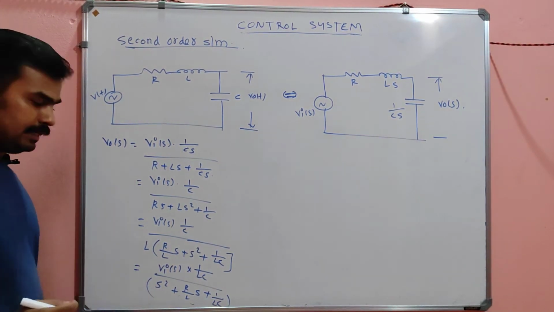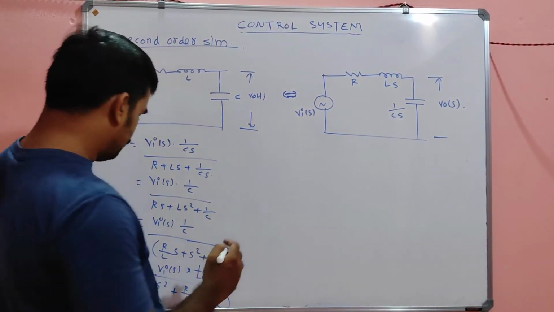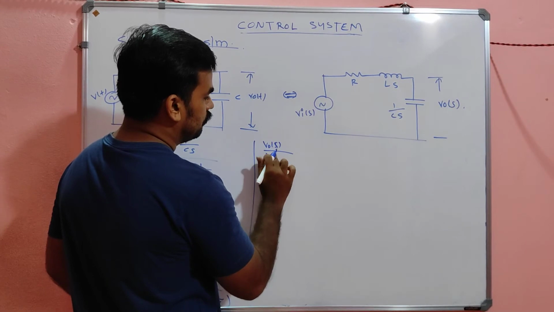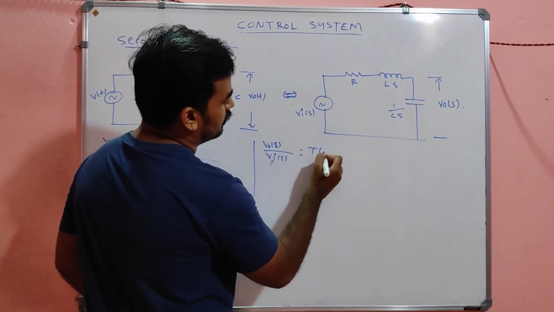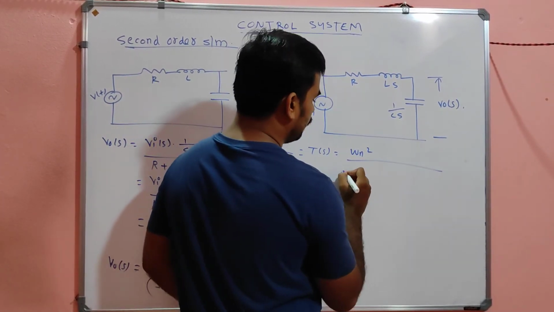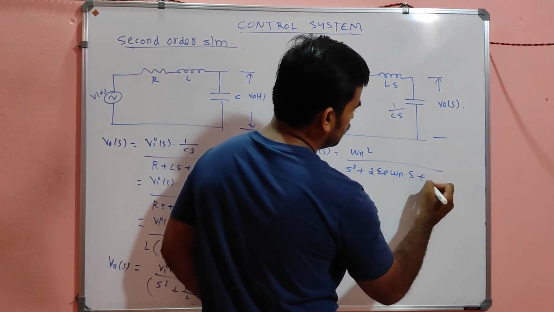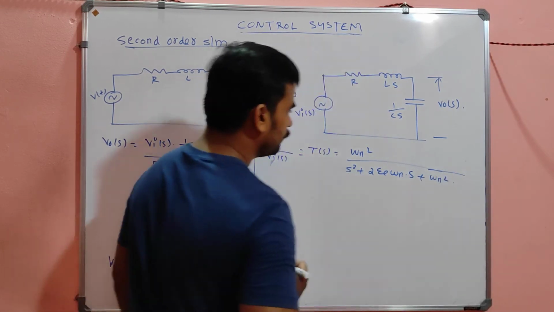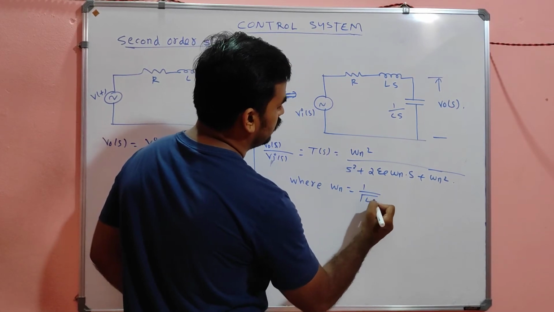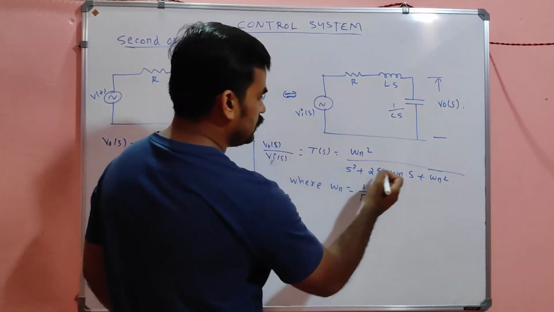Generally this equation can be written like V0 of S divided by VA of S. It's nothing but the transfer function, which is in the form of omega n square whole divided by S square plus 2 theta omega n into S plus omega n square, where omega n is equal to 1 by root LC, and R by L is equal to 2 theta omega n.